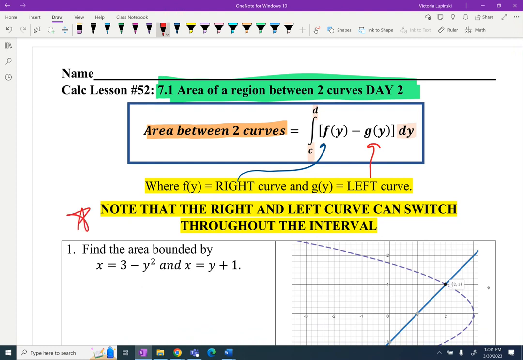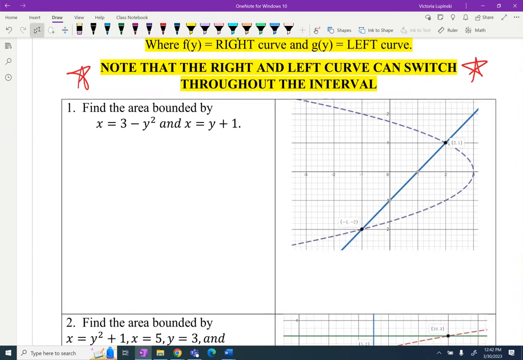Just like yesterday, it's possible that the right and the left curves swap. If they do, it's not harder. You just have to separate them. So look, if you would, at number 1. There are 2 curves, which I graph for you. Again, these problems would be much harder if you had to create the graphs, but I'm going to do it for you.